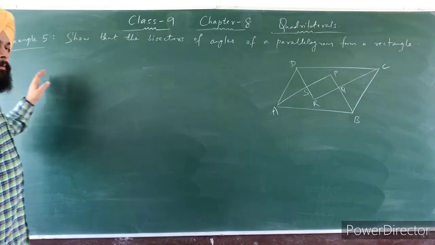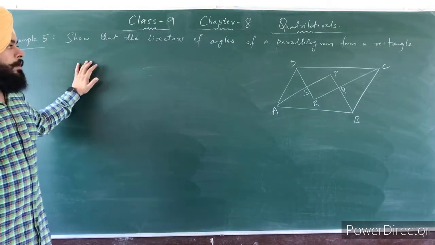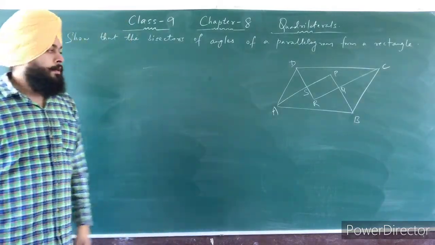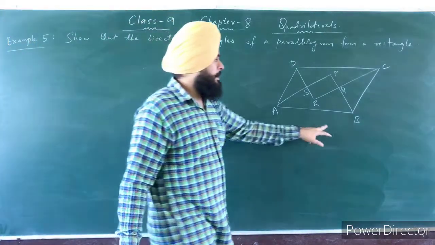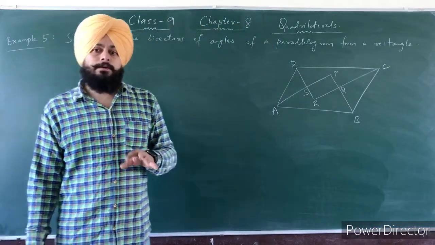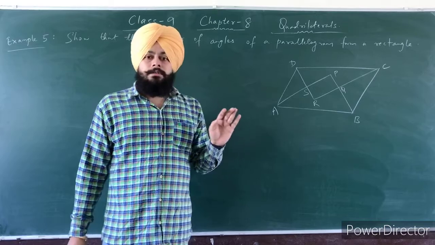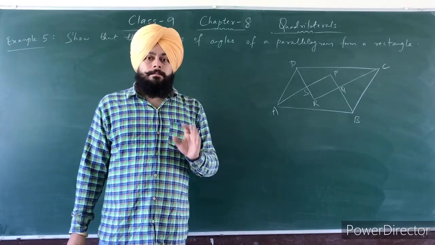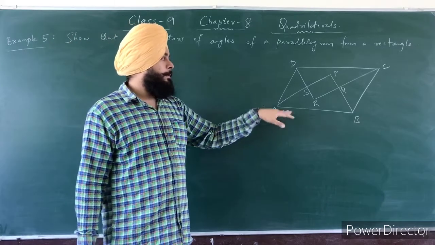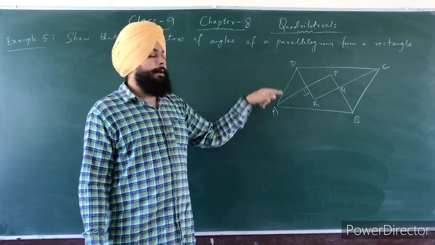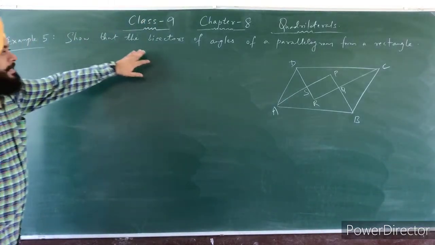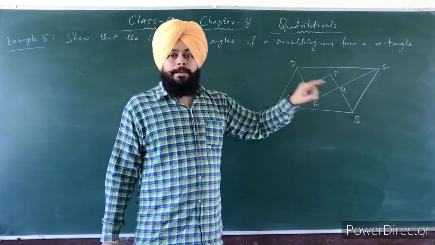Next, this is example number 5. Show that all the bisectors of the angles of a parallelogram form a rectangle. So you can see here this ABCD is a what? Parallelogram. So what is the property of a parallelogram? Its opposite sides are equal and parallel. In this parallelogram ABCD, AB is parallel to CD and AD is parallel to BC also. So it shows that the bisectors of the angles of a parallelogram.